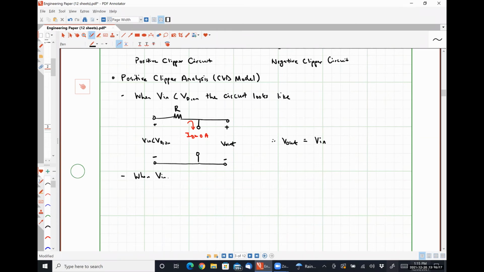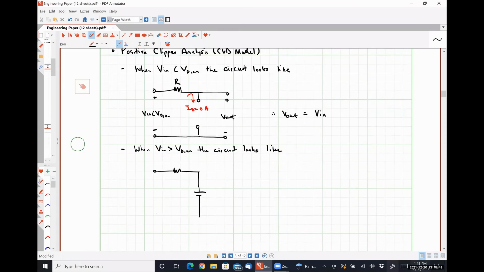When V in is greater than VD on, our circuit will look like this guy, right? So for a forward biased diode, using the constant voltage drop model, we replace it with a battery.